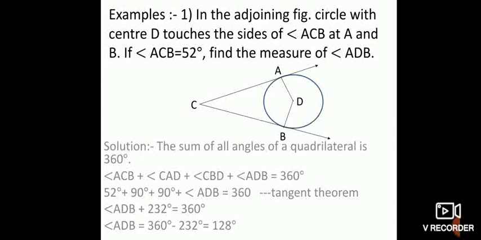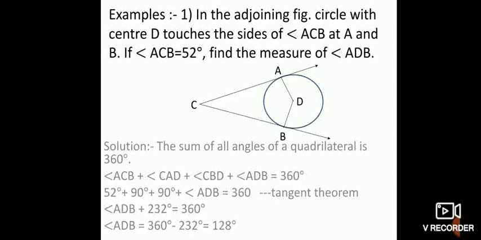We have observed the figure. Then in the figure we get a quadrilateral CADB, and you know that the sum of all angles of a quadrilateral is 360 degrees. According to this property, we can write angle ACB plus angle CAD plus angle CBD plus angle ADB is equal to 360 degrees.